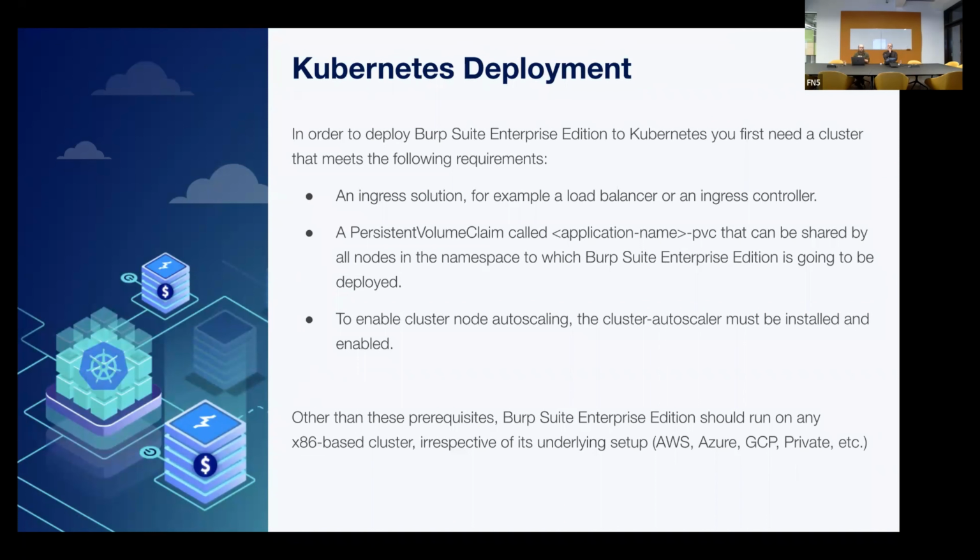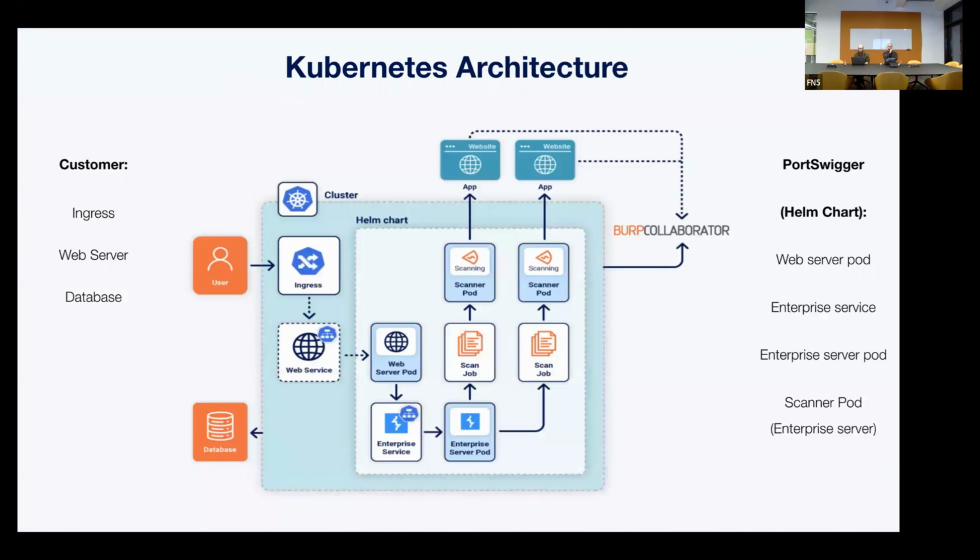And then we want to take advantage of auto scaling for the scanning machines, so we don't have to pre-provision them. They're created as and when needed, so the cluster autoscaler must be installed and enabled as well. We've got all of the Kubernetes deployment documentation available, so please do give that a read if you're interested in the Kubernetes side of things.